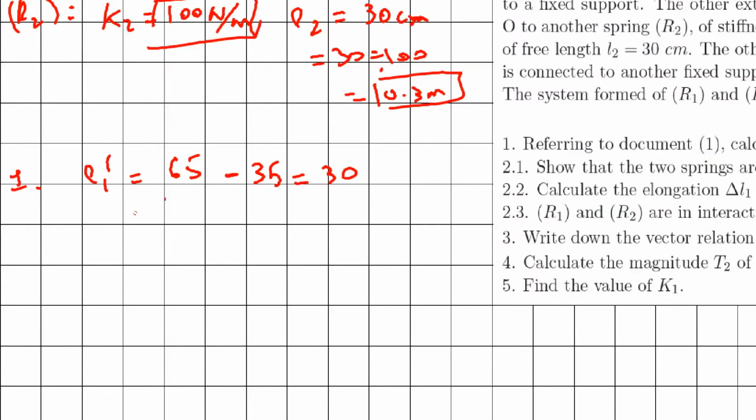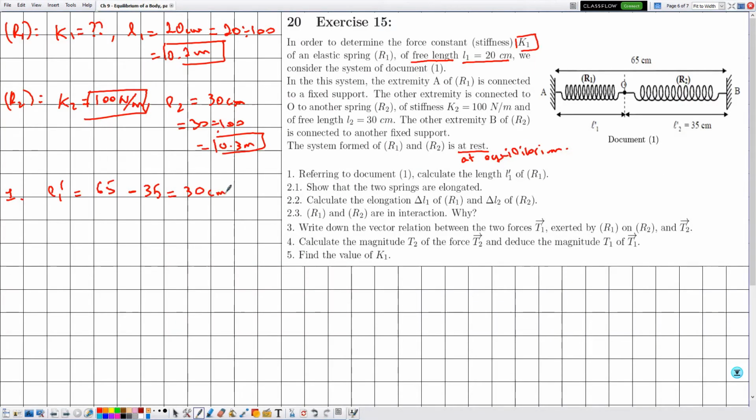Since this and this are expressed in centimeters, the value of L1 prime is in centimeters. Knowing that centimeters is not the SI unit of length, in order to convert from centimeters to meters, we divide by 100. Then 30 divided by 100 is equal to 0.3 meters. So this is equal to 0.3 meters. This is equal also to 0.35 meters if we divide by 100, and this is equal to 0.65 meters.